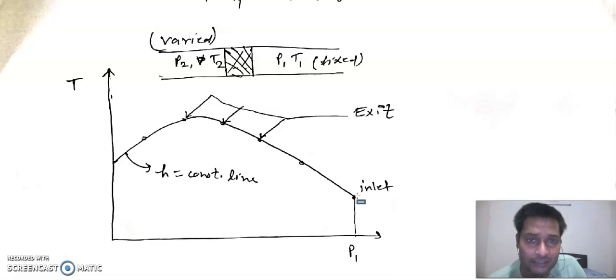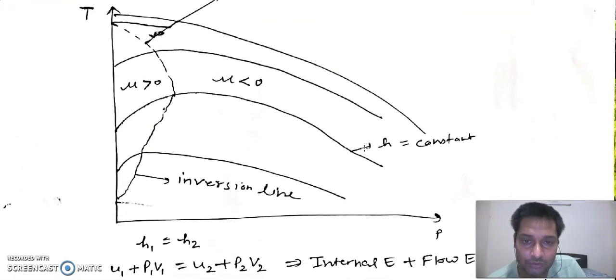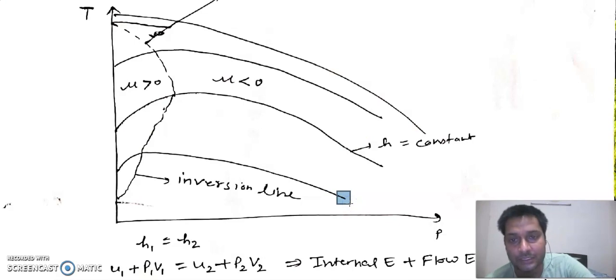Now assume the second case. In that we will change the inlet temperature and pressure. Like in this case we had inlet pressure and temperature P1 and T1. In the second case we will have a different pressure and temperature, for example P2 and T2, like this. Like in the first case we chose this value of pressure and temperature as the inlet condition, in the second case we have a different value of inlet temperature and pressure.